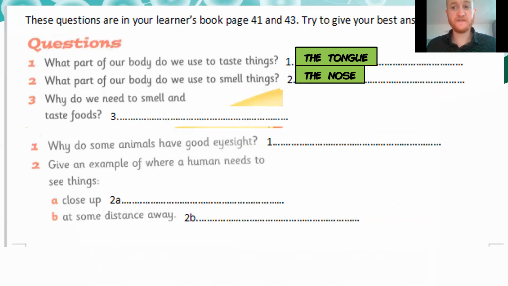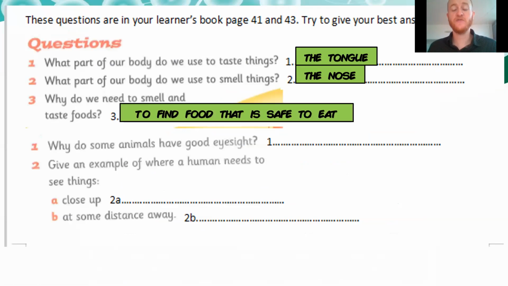Remember I told you if something tastes or smells bad, that's probably because it's bad for you. So it's to find food that is safe to eat. There's many more reasons. We'll correct them later.